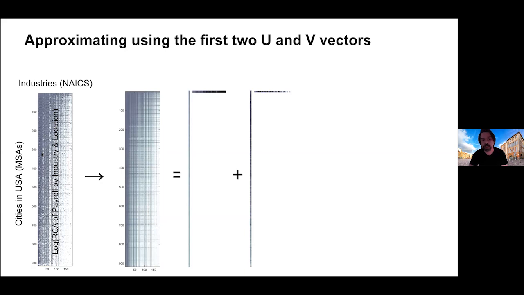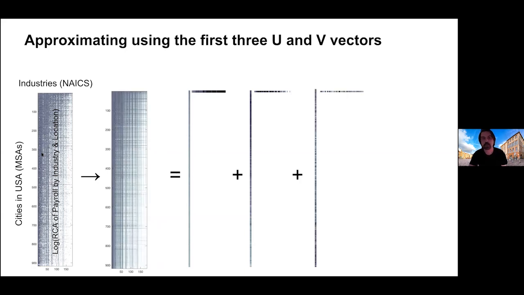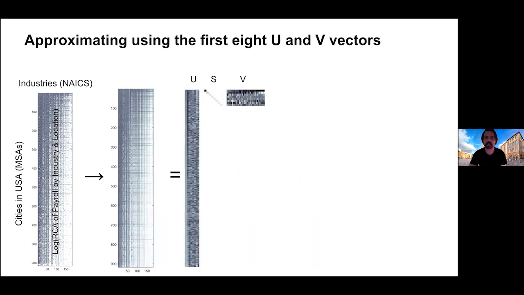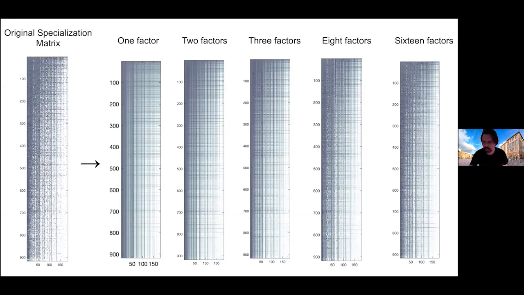Now you use two vectors, you do a little bit better. You do three vectors, you do a little bit better, and you're learning these factors. Now you use 8 vectors, and you're getting pretty close. So the first, actually 4, 5, 6 vectors already provide a very good model for a full specialization matrix. Of course, if you get to 16 factors, you get much better, and you might ask yourself, well, how good is this approximation?